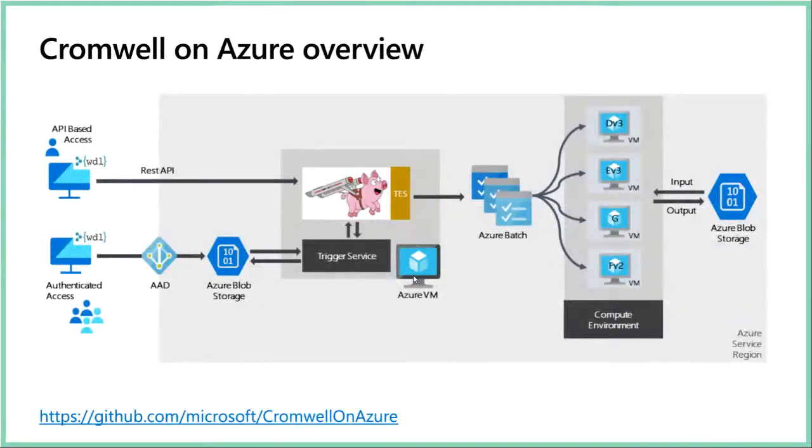Here is a little diagram from our GitHub page. Here you can see that you can submit your workflow description language file directly onto our backend, or you can set up an authentication system based on a storage account that you've created in the cloud. And then you can drop your files in essentially, which are automatically picked up by the Cromwell server in the back, and it spins up VMs in the background of whatever is the cheapest way to run your task.